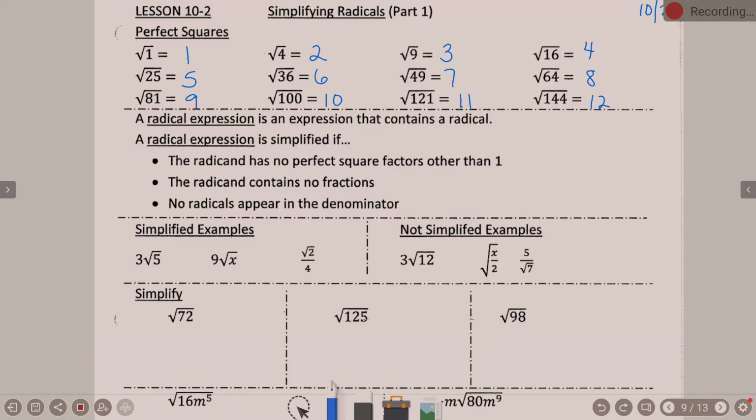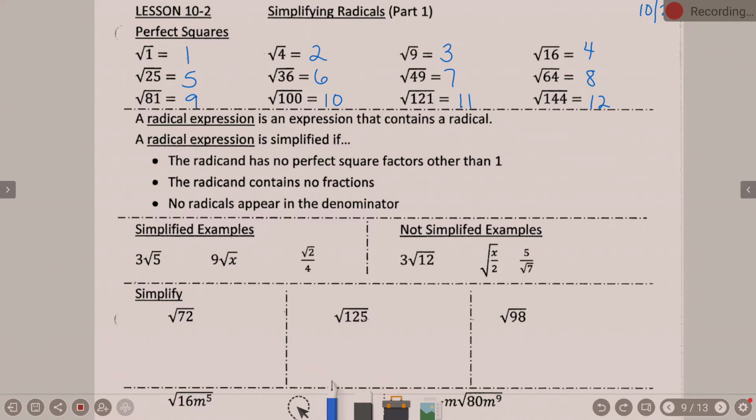So yesterday we talked about the Pythagorean theorem, and that in order to solve and find our answer, we had to take the square root, right? And that's what this chapter is all about: square roots. In lesson 10.2, we get to start looking at simplifying radicals. So, being able to simplify a radical.